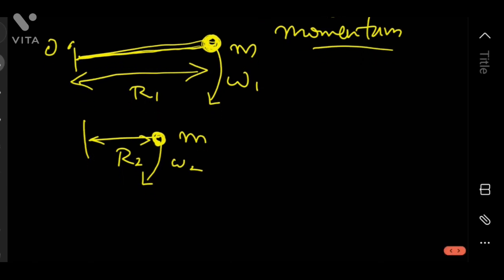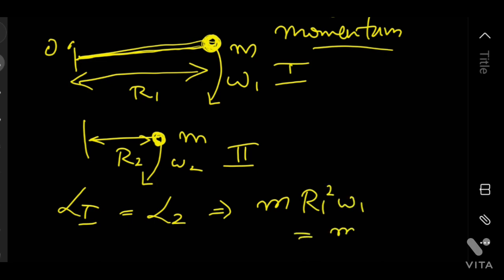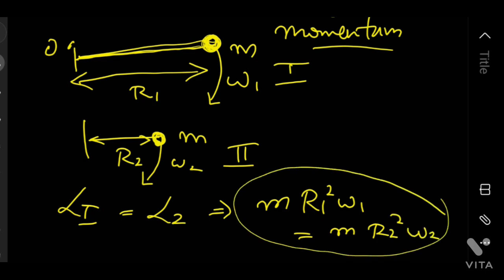Mass is still the same. So the conservation of angular momentum says that the angular momentum of the first case is equal to the angular momentum of the second case. L1 is equal to L2. It implies m r1 square omega 1 is equal to m r2 square omega 2. This is the conservation of angular momentum.